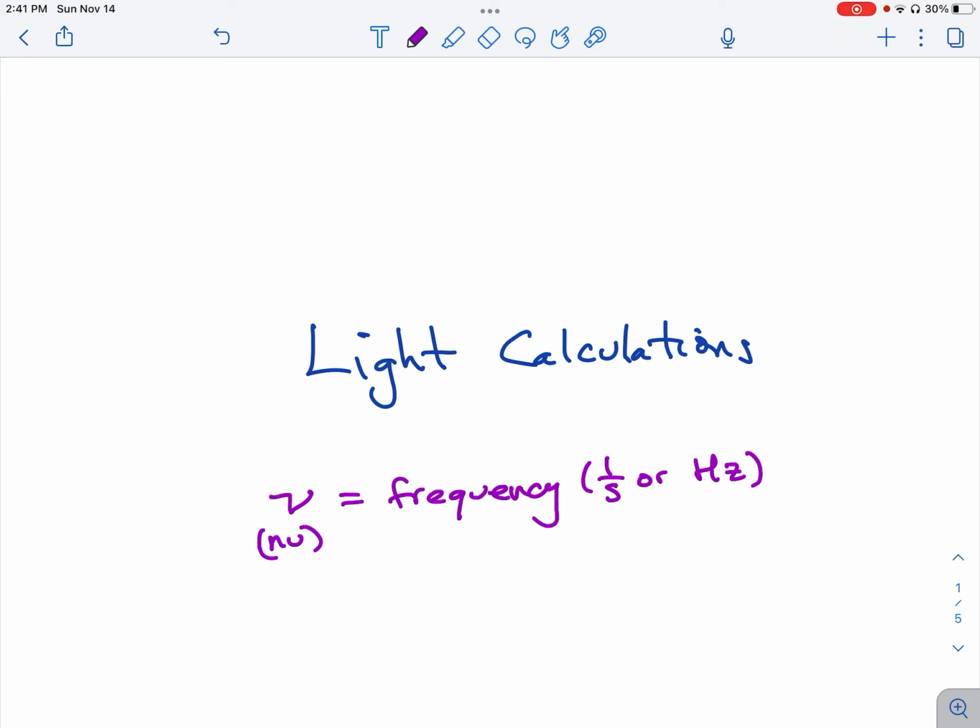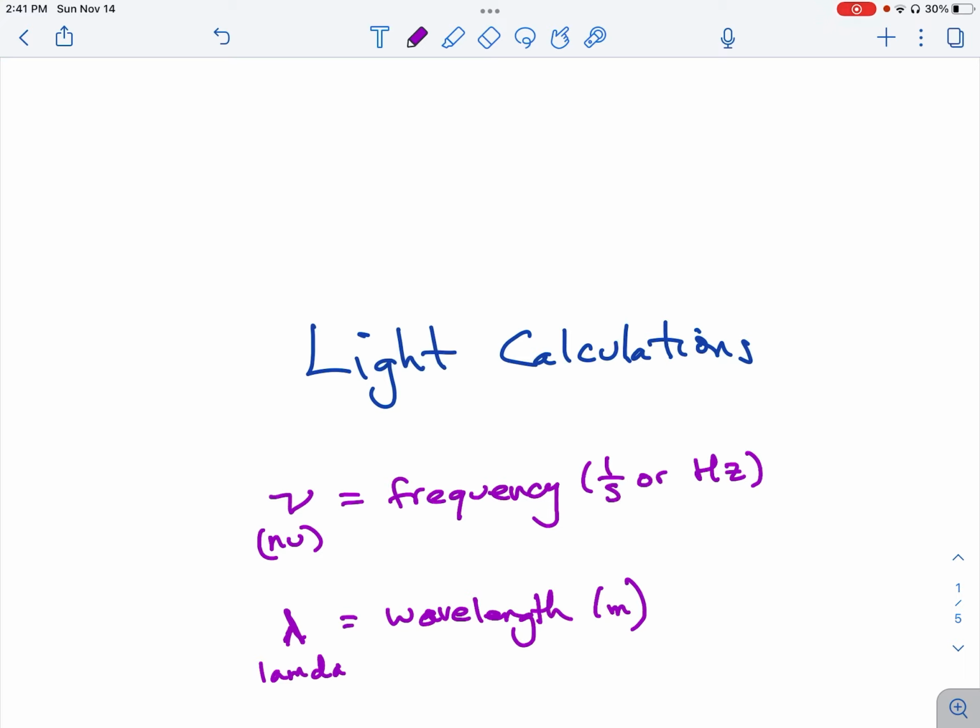Sometimes in physics you'll hear that called cycles per second, but think of it as how many waves are passing by per second, right? And then the other important symbol is this guy. This is the Greek letter lambda. That's not the best lambda ever, but okay. And that's going to stand for wavelength, and usually that's going to be in meters.